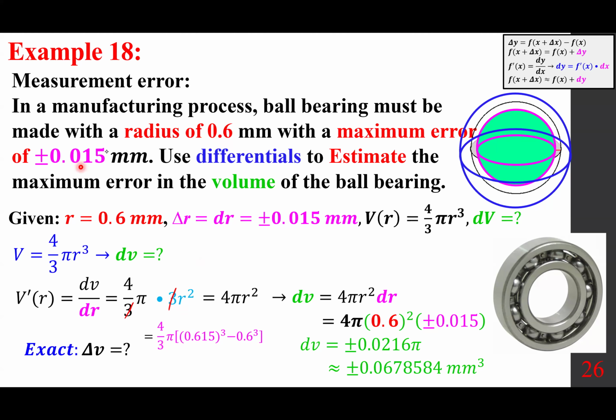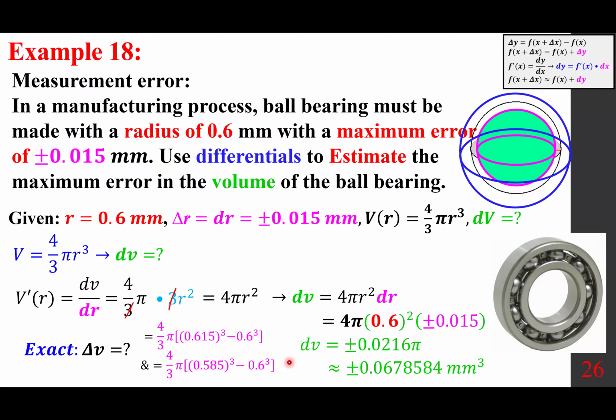So for this one, for the larger side, 0.615 cubed minus 0.6 cubed. I hope you see that. It's 4/3 pi r cubed. So the difference between the two, I leave it for you to finish to see the number. And on the negative side, 4/3 pi, 0.585 quantity cubed minus 0.6 cubed. Obviously, this becomes a positive value, right? And this becomes a negative value.